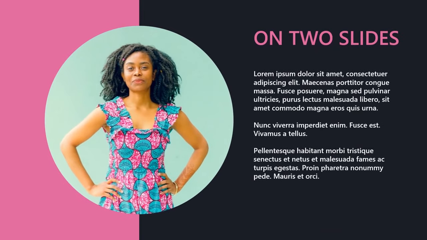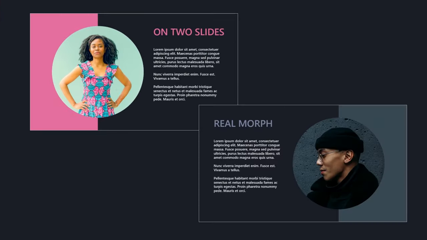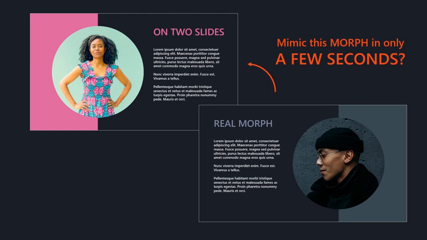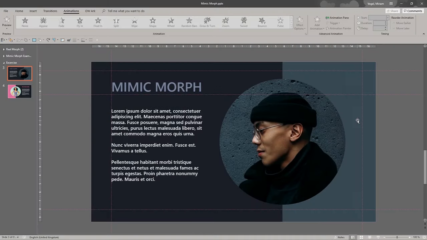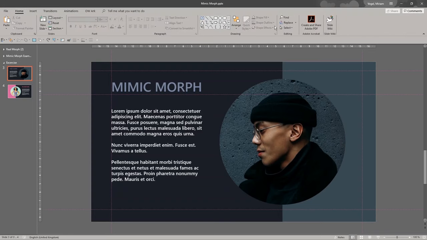Today we have for you a short video about how to mimic this morph effect without morph. You can create it in any MS Office version. As you can see, we have a circular picture on the side with a gray rectangle behind it and some sample text on the left.